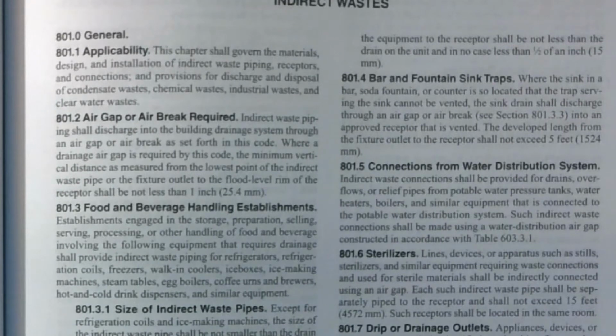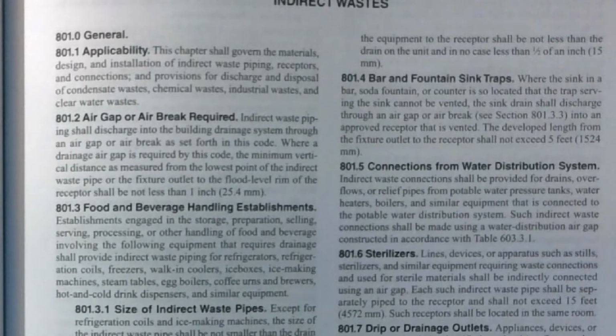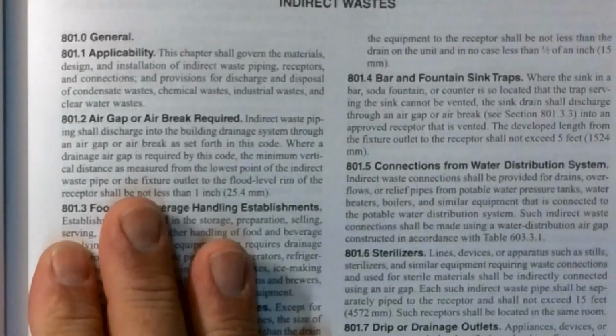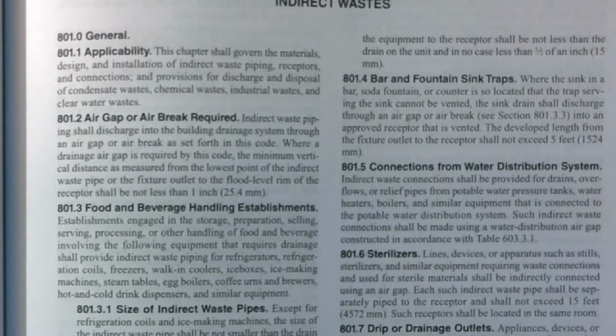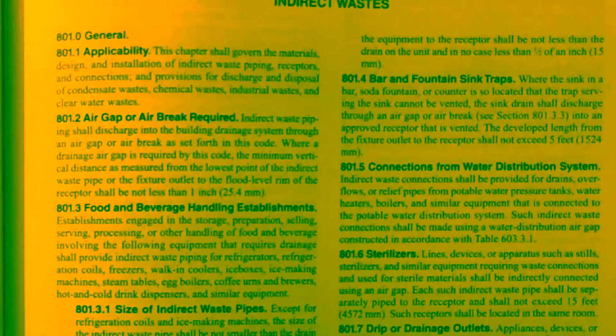And we're going to start with section 801.2, air gap or air break required. Indirect waste piping shall discharge into the building drainage system through an air gap or air break as set forth in this code. Where a drainage air gap is required by this code, the minimum vertical distance as measured from the lowest point of the indirect waste pipe or the fixture outlet to the flood level rim of the receptor shall be not less than 1 inch. And the receptor is actually the floor sink in most cases. So that's what we're going to be working on.